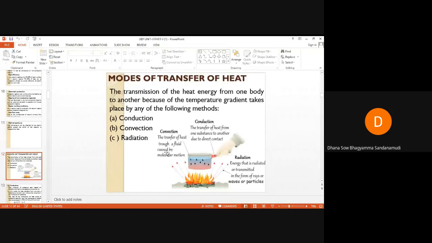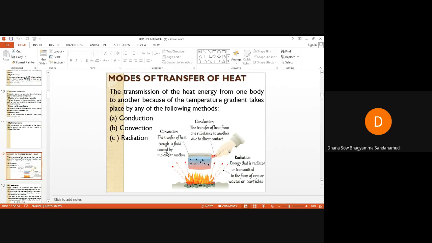Now let us see different modes of transfer of heat. You might be already knowing all this. The transfer of heat from one body to another because of the temperature gradient can take place due to these three modes. One is conduction mode, next one is convection mode, next one is radiation mode. So you can see an image there.